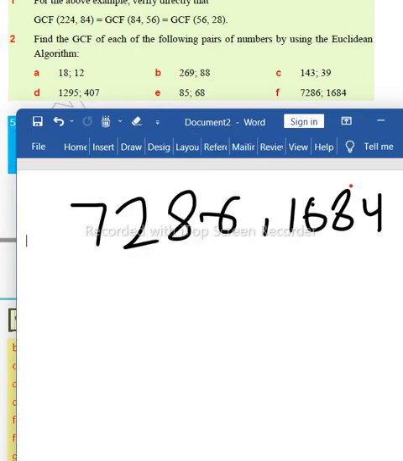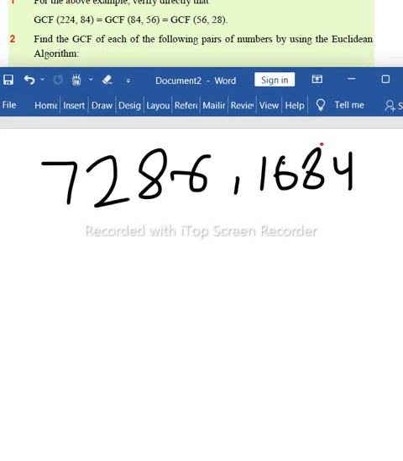So we can find here the greatest common factor of these by using the Euclidean algorithm. When we divide this number, 7286 by 1684, we get 4, and the remainder is how much we will see together. Let us multiply this number by 4. We get 6736 minus 7286. We get 550 is the remainder under here.